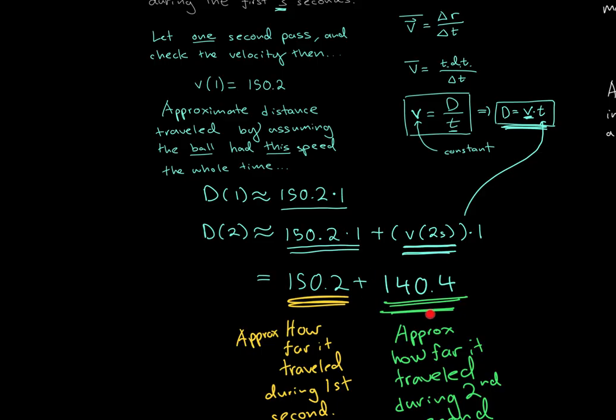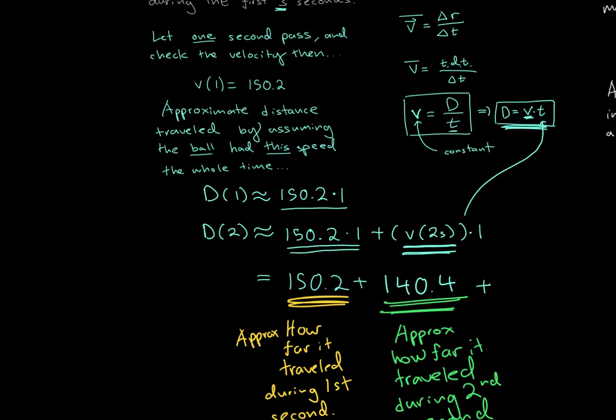Next, during the second second of motion, we use a dummy approximation for the velocity by simply asking what is the velocity at 2 seconds. Of course, the velocity actually varies from 150.2 down to 140.4 along the second second of motion. But let's just approximate by declaring that the velocity of that whole time was this 140.4. And that would mean, using this formula for distance, that the ball traveled an additional 140.4 meters during the second second of motion. And of course, you can perhaps see where we're going here.